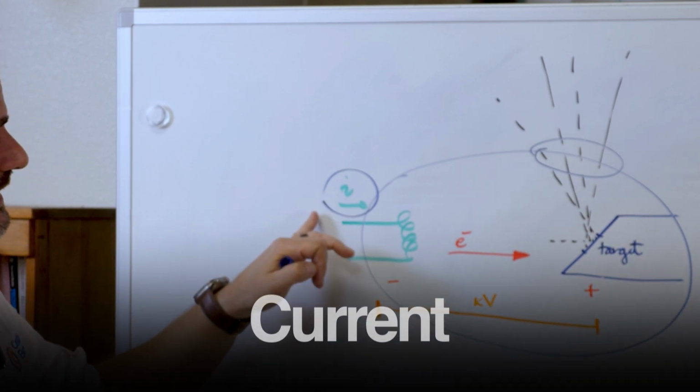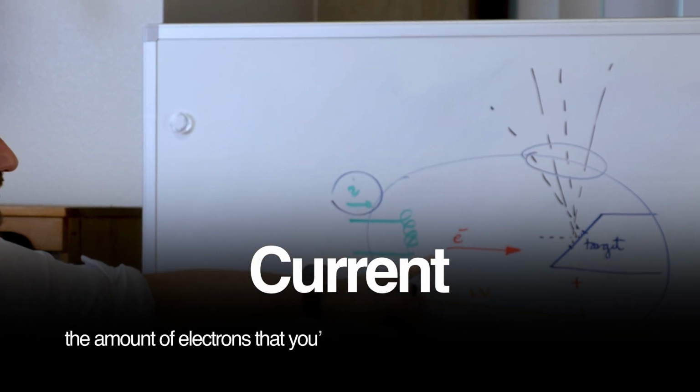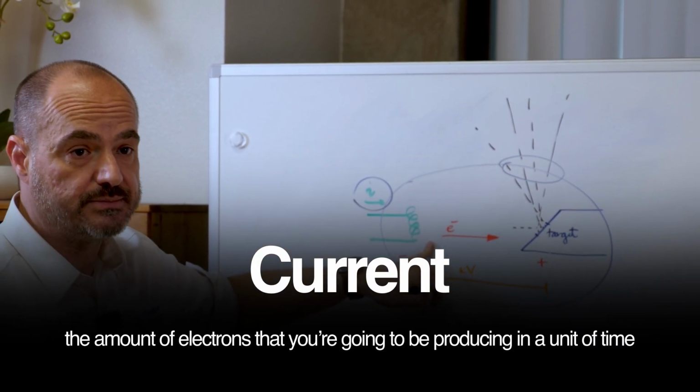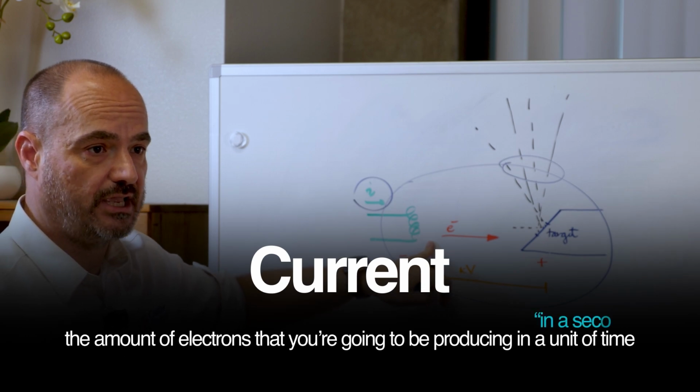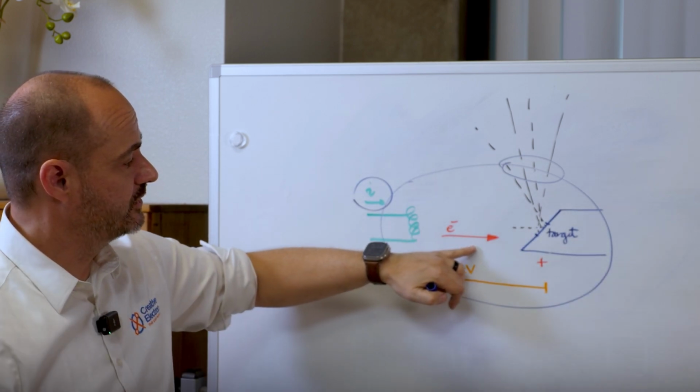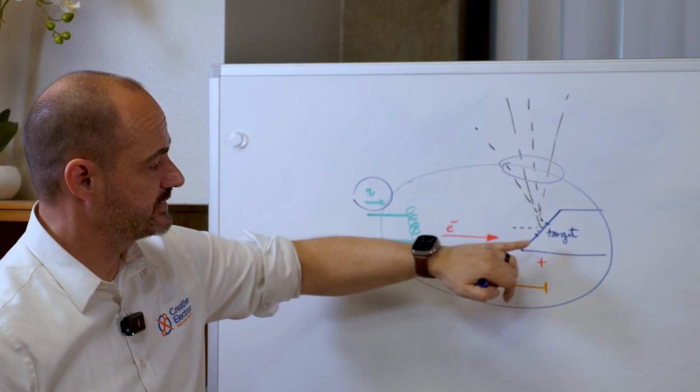So the current on an X-ray tube is the amount of electrons that you're going to be producing in a unit of time. So how many electrons you're going to be producing in a second, right? So it has to do with the number of electrons that are going to hit the target.